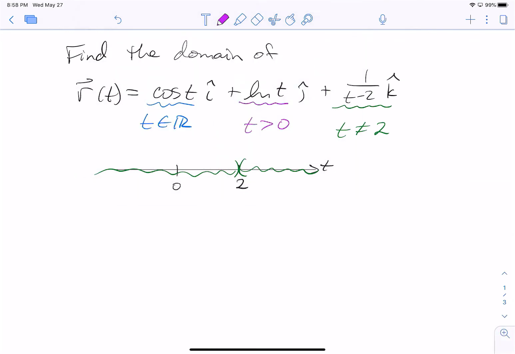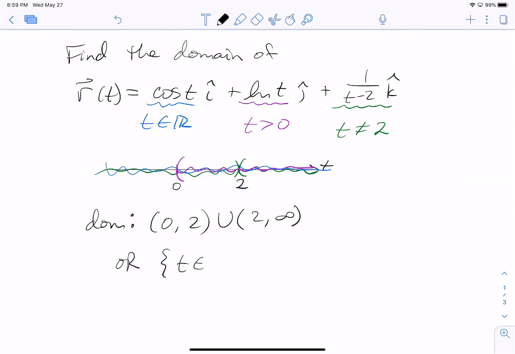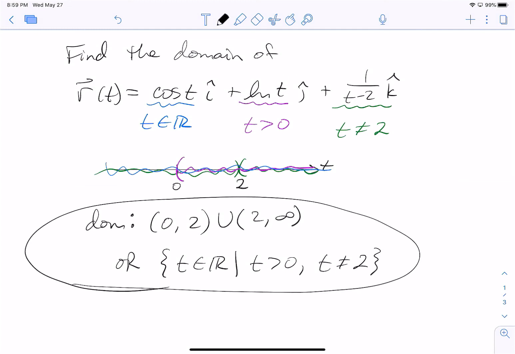For the natural log, we saw that t has to be greater than 0. And so again, an open parenthesis at 0 opening to the right. And then for the cosine function, t can be any real number. Our domain is any portion that has all three colors, of course. So in this case, the domain is going to be the interval from 0 to 2 together with the interval from 2 to infinity. This can be written in set builder notation by saying it's the set of t that are in the real numbers such that t is greater than 0 and t does not equal 2. Either of these is acceptable as a final answer as far as I'm concerned.